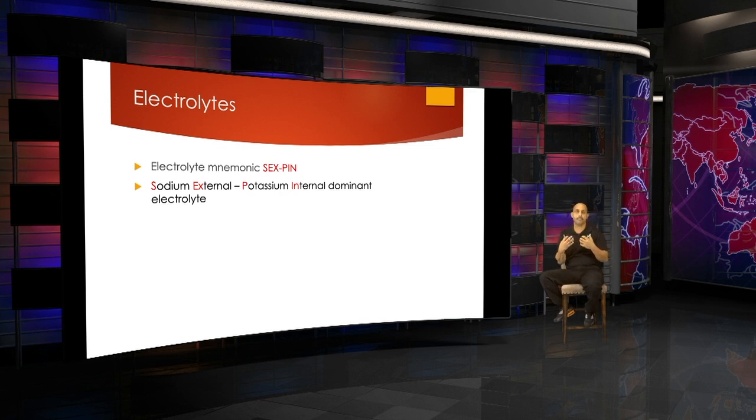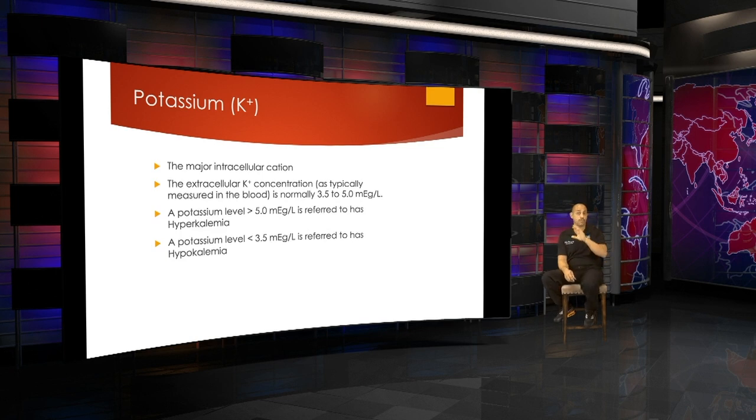And then the P for pin stands for potassium, and the IN stands for internal, so intracellular, inside the cell. So in a nutshell, sodium sits outside the cell as potassium sits inside the cell, as the two major electrolytes. But we're going to talk about quite a few electrolytes today in this podcast. So let's start with potassium.